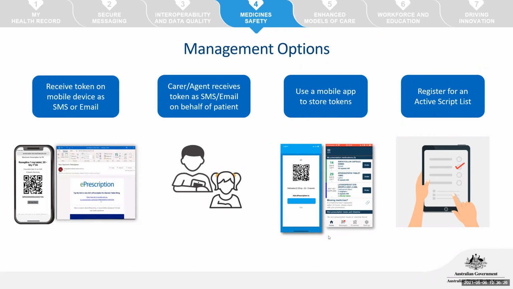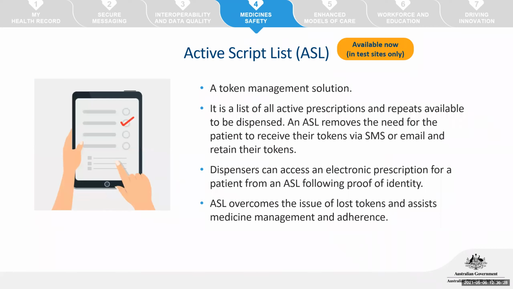So as I said earlier, tokens work well for those one-off prescriptions, but for those patients who are on, say, 10, 15 medications, it could mean that they're managing up to 15 different tokens, and so that might become a little bit tricky. And this is then where the active script list will come in. So this is a newer functionality that is currently undergoing testing.